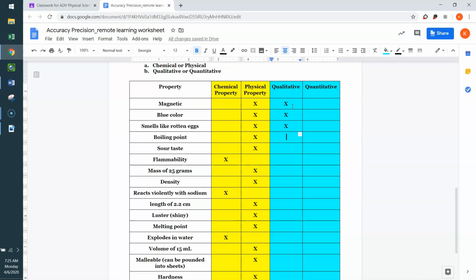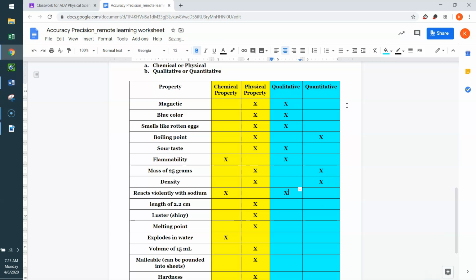Boiling point is the temperature at which a substance changes phase, goes from a liquid to a gas. Because it is a temperature at which this happens, boiling point is a quantitative measurement. Now, to be sour in taste, we're qualitative, flammability is qualitative, but the mass is a quantitative value, and it has a quantity, 25, in the statement. And so here we go. And then density. Density is also a numerical value, and therefore would be quantitative.